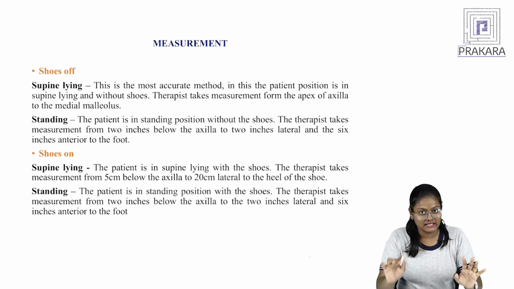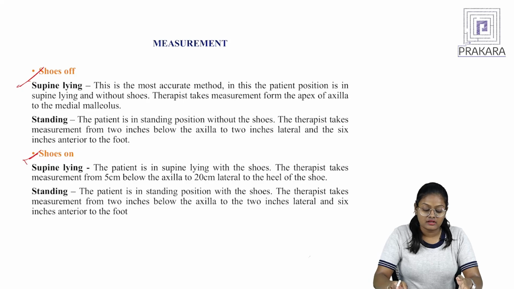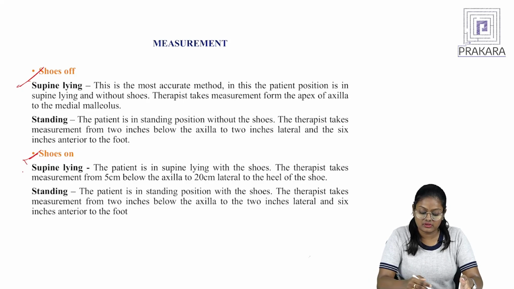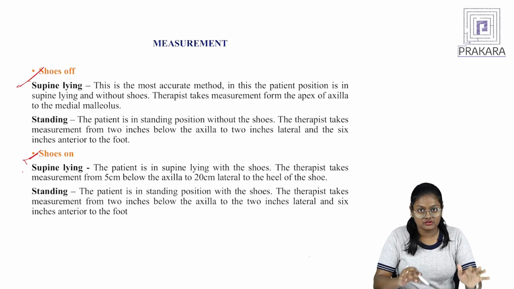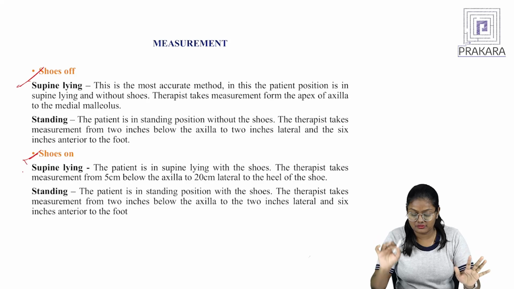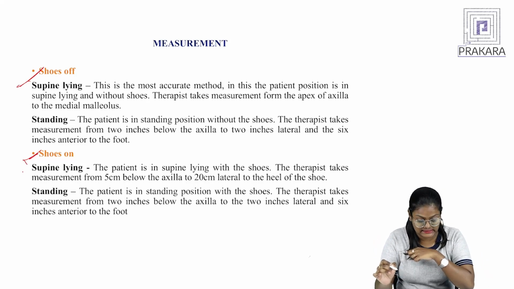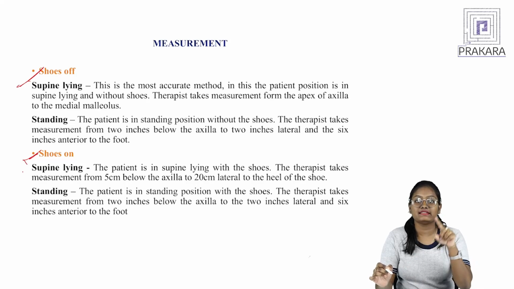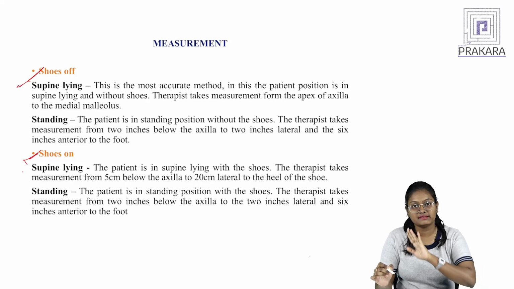The measurement can be done with shoes on and shoes off. In both situations you can place the patient in supine, or you can make him stand and take the measurements. In the shoes off situation, in supine lying, you ask the patient to lie on the couch, take off the shoes, and the measurement has to be done from the apex of the axilla to the medial malleolus of the same side.